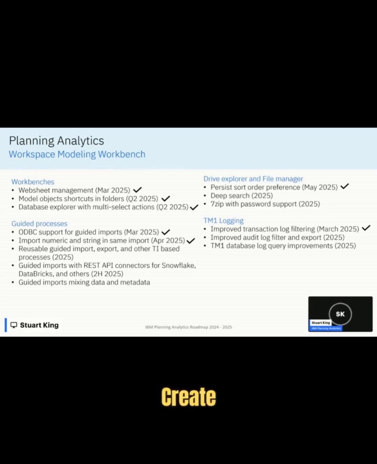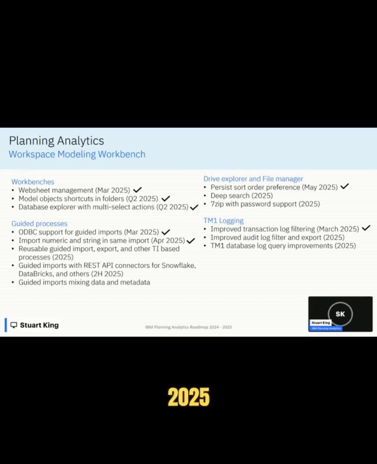So we can basically create things like shortcuts to processes, shortcuts to views, and quickly organize our assets or objects within the model that we want to access in the modeling experience. In addition to this, we also introduced something this year called the Database Explorer, right? The Database Explorer is basically our user interface to support multiple different actions on objects of the same type. So for example, if you wanted to delete a number of subsets or a number of views at the same time, the Database Explorer provides that capability.